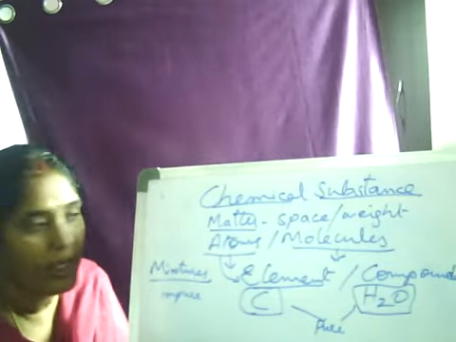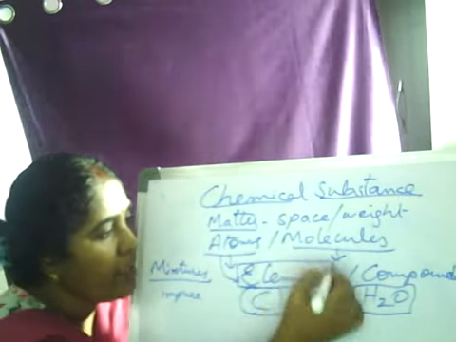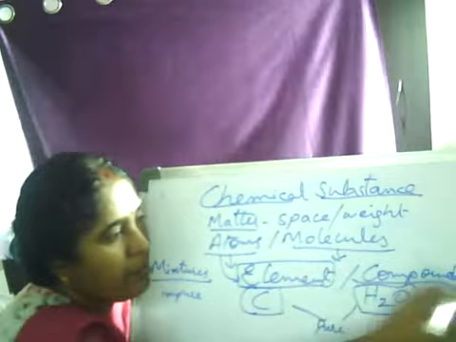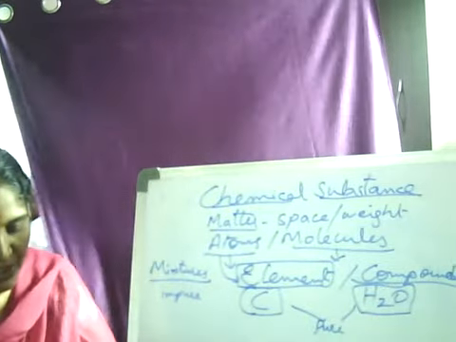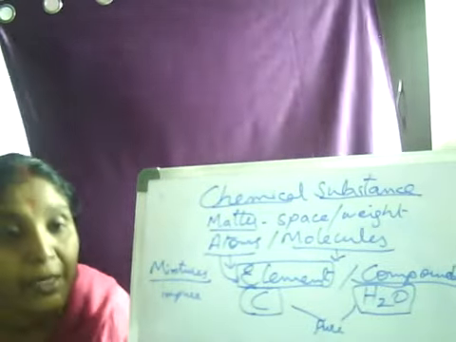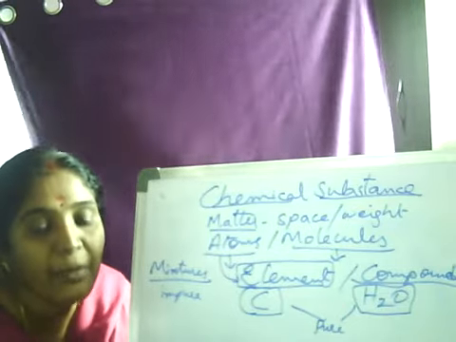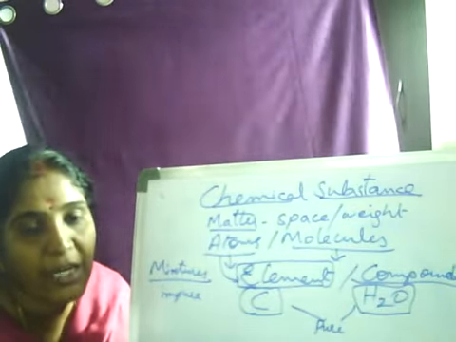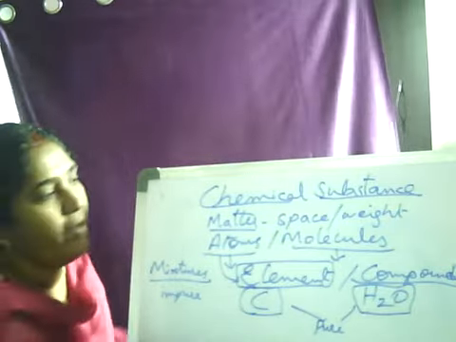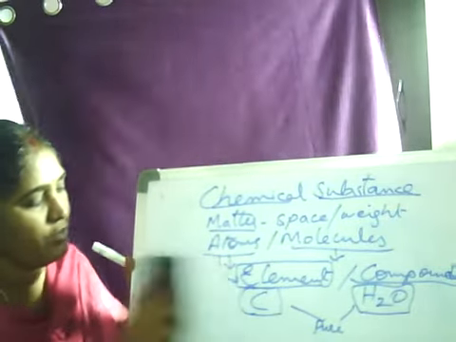We'll now go into a little more detail about elements, compounds, and mixtures. To begin with, elements. Now, what is an element? Here, it is made up of similar type of atoms. That is what we have discussed over here.